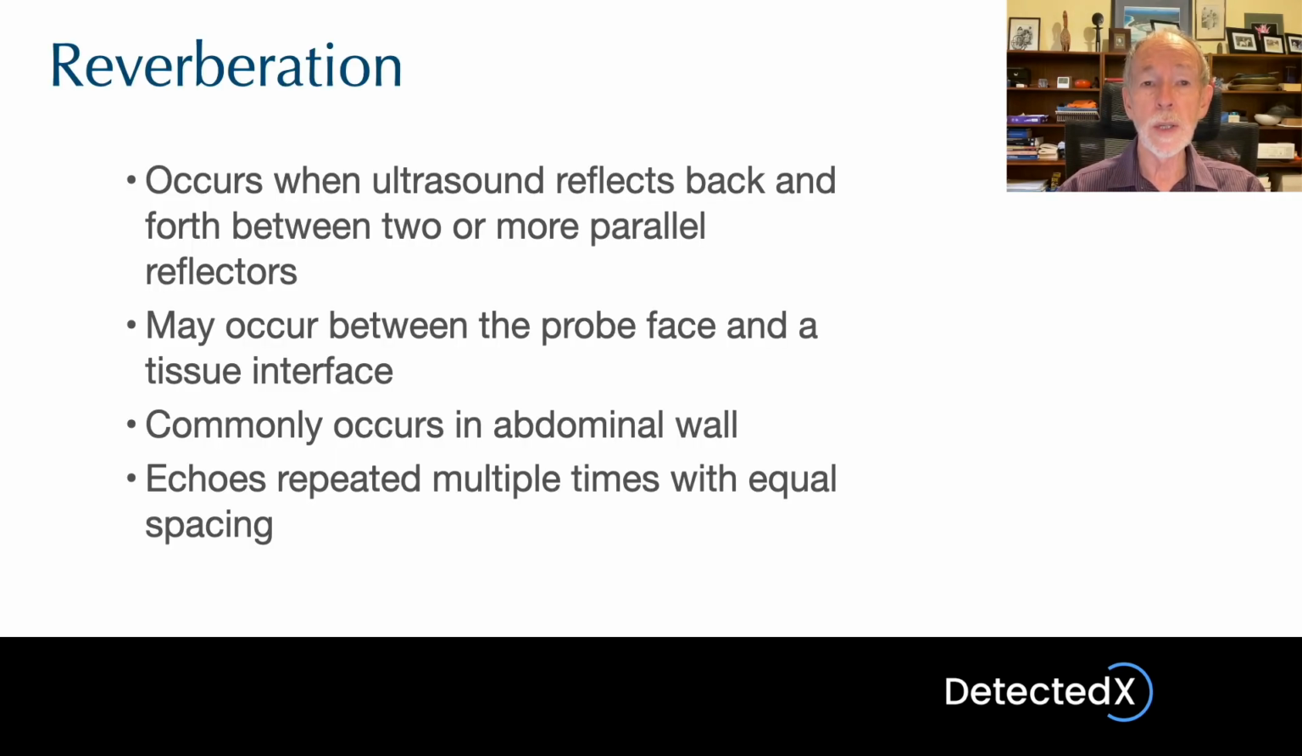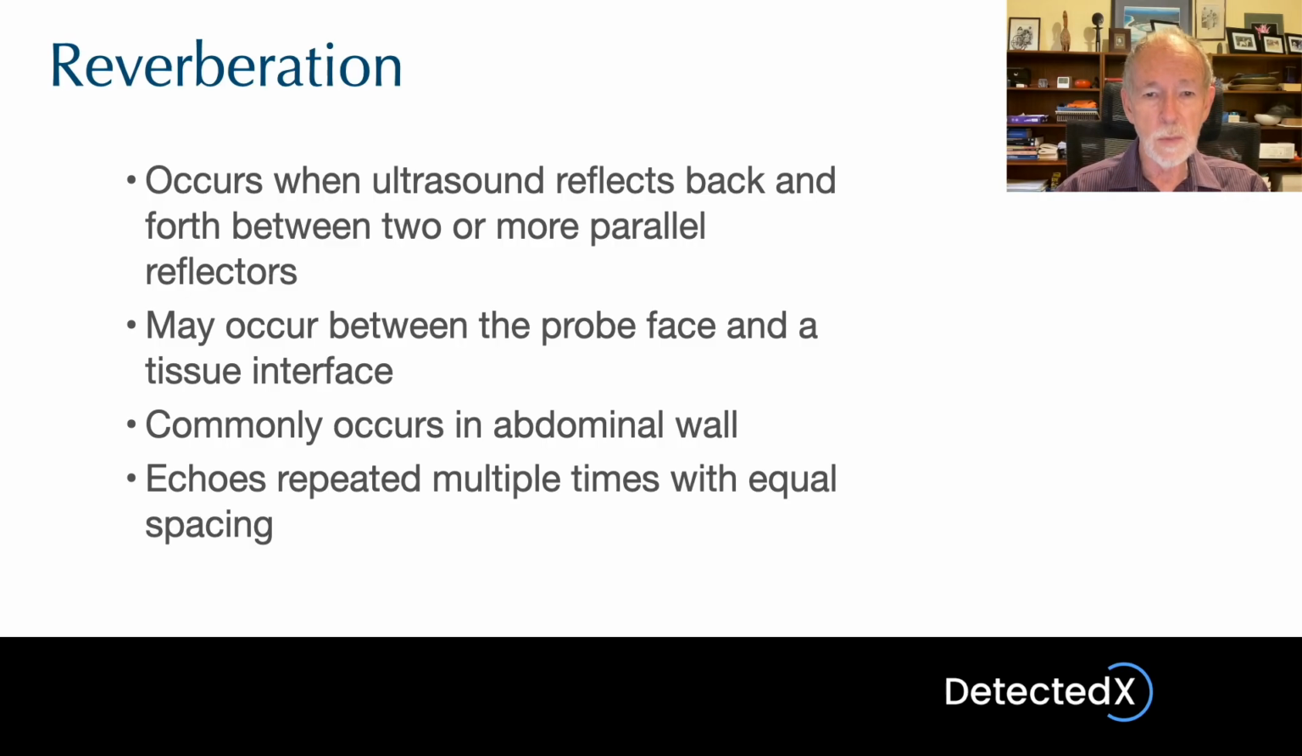A particularly common artifact is reverberation. The term reverberation is used when talking about sound, for example, the acoustics of a concert hall, and it refers to the sound reflecting backwards and forwards between the walls and ceiling and floor of that hall. The same thing happens with ultrasound. If you have two or more parallel reflectors, and if they are essentially perpendicular to the beam, then the ultrasound will reflect backwards and forwards between them multiple times, creating a series of equally spaced echoes.